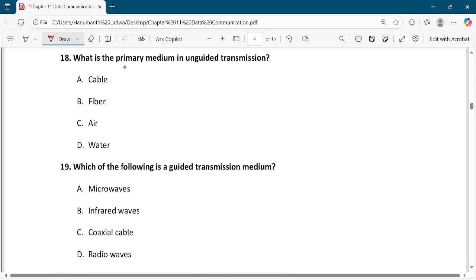Question number 18. What is the primary medium in unguided transmission? Option A, cable, B, fiber, C, air, D, water. So here option C, air is the right answer because it is unguided media and it is transmitted through air only. Hence option C is the right answer. Question number 19. Which of the following is a guided transmission medium? Option A, microwaves, B, infrared waves, C, coaxial cable, D, radio waves. So here option C, coaxial cable is the guided transmission media.